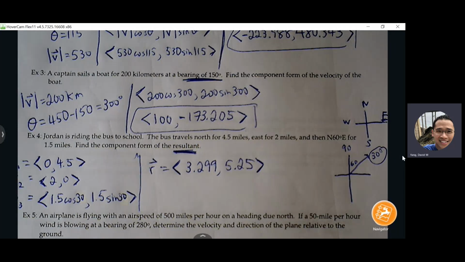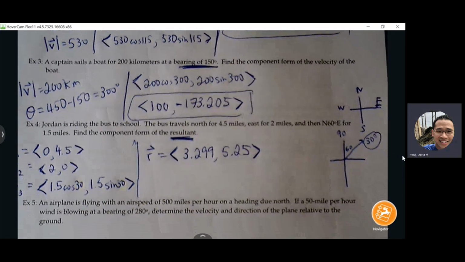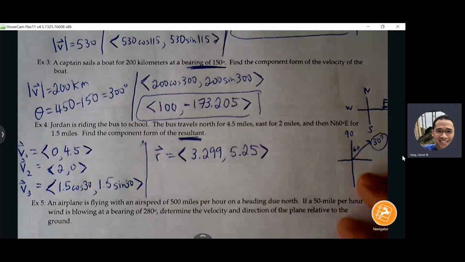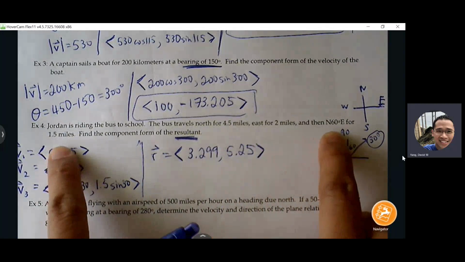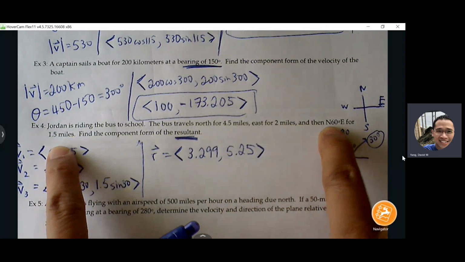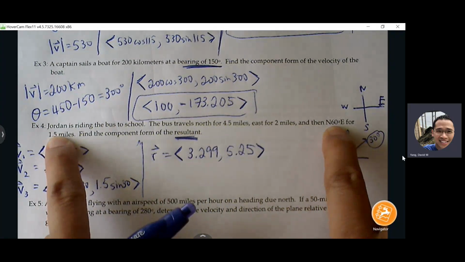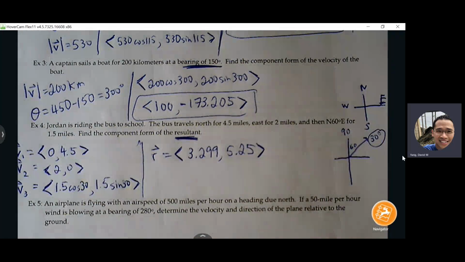All right, any questions with four? I think, because it says the third leg of the trip is north 60 degrees east for 1.5 miles. So that's my magnitude and my direction is by 30 degrees.